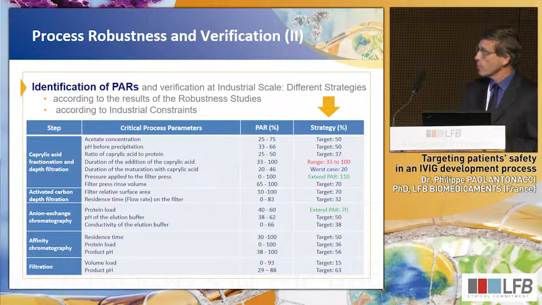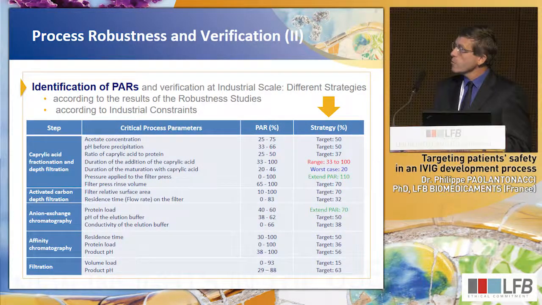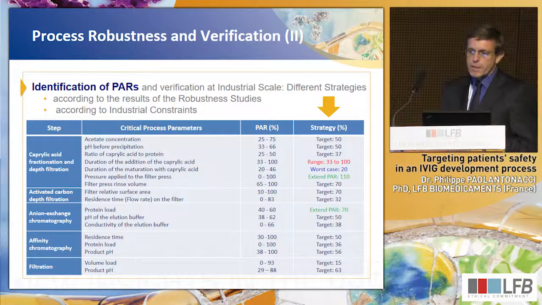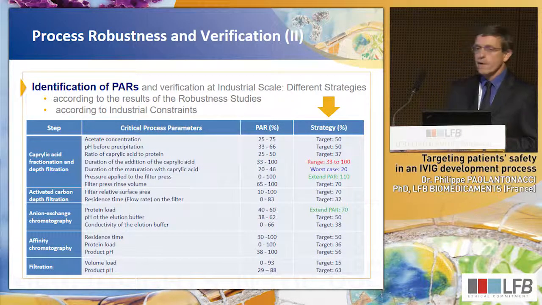In this condition, we introduced the industrial constraints and defined the strategy for validation batches. Generally, we work at the target value, but in some cases, we have justification to cover the whole range. For example, when the parameter is not fully scalable, we have to verify on the full range that the results are confirmed at full scale.